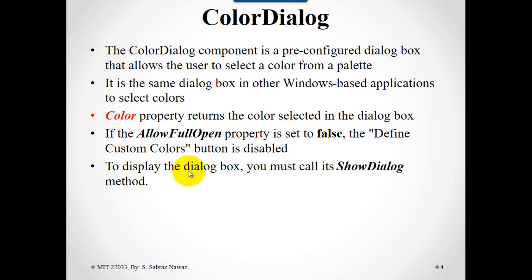And the property that we use primarily to work with this color dialog box is color property. We set the color property, or we pick the color property to apply the color. If you keep the allow full open property to true, you will see the define custom colors. By default it is false. Okay. And to display the dialog box, you call the show dialog method of the dialog boxes. We will see in the code how we can apply these. Okay, let's try an example in Visual Studio. Please stay with us.